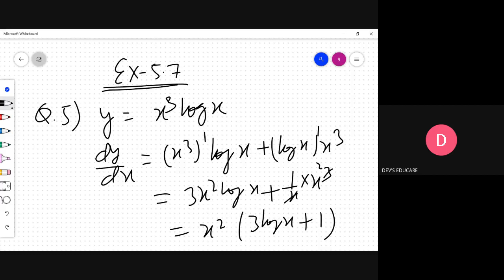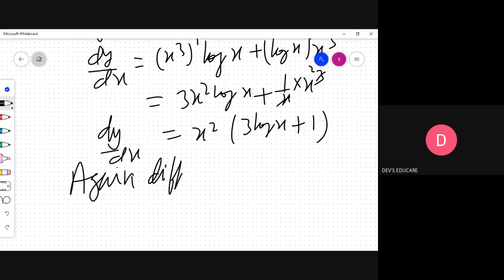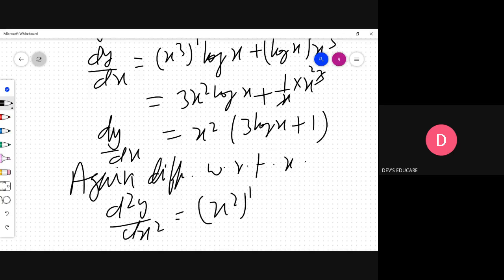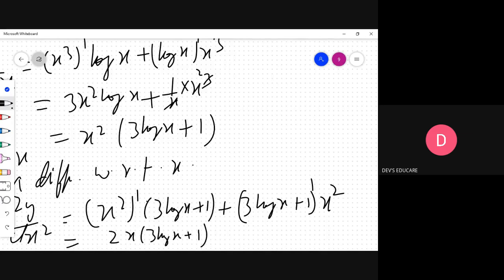So this is dy by dx, and we need to find the second order derivative. Again differentiating with respect to x, we have d2y upon dx squared equals x squared into the derivative of 3 log x plus 1, plus 3 log x plus 1 into the derivative of x squared. So it becomes 2x (3 log x plus 1) plus 3 by x into x squared.